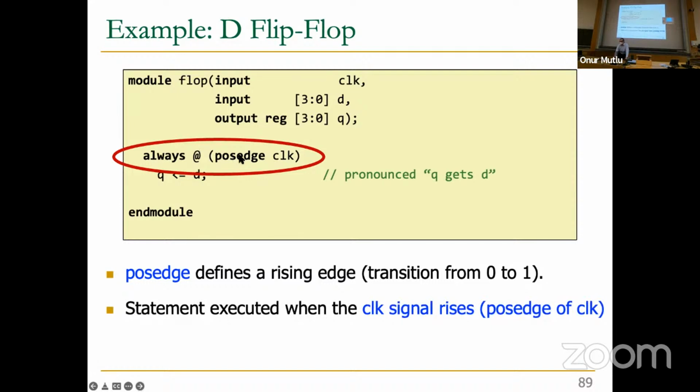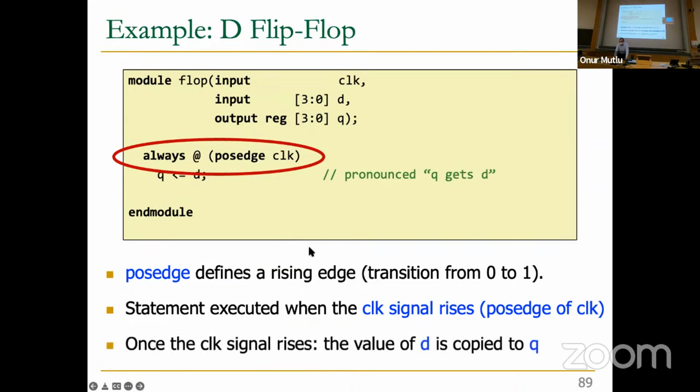Remember the always block? This statement is executed when something happens to the signal, and that something is the positive edge of the clock. Make sense? This could have been the negative edge also. Then it's going to be a negative edge triggered flip-flop. But we said we want positive edge. Once the clock signal rises, effectively, the value of D gets copied into Q. Make sense? So Q is assigned D, in other words.